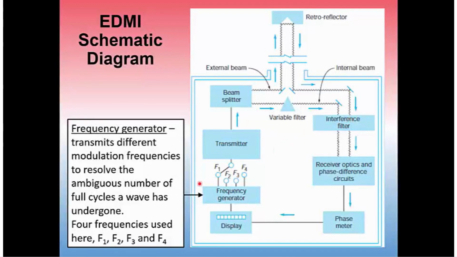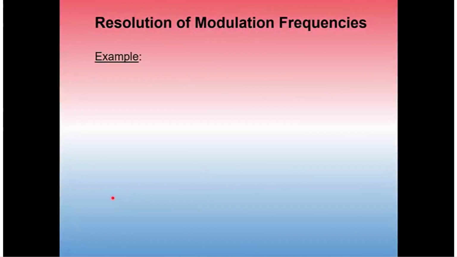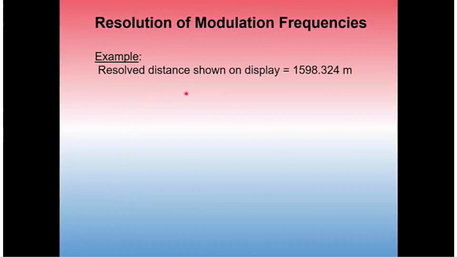And so what we want to know is how can we take that information and resolve this ambiguous number of full cycles the wave has undergone? Well, we can explain that by an example. We have resolved a distance on the display, and just say the display is reading a distance of 1598.324 meters. Well, how does the instrument determine that distance?